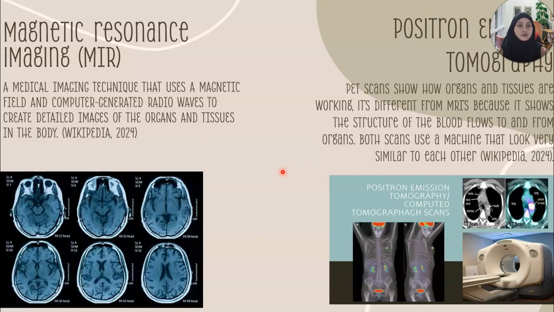Positron emission tomographies, or PET scans, show how organs and tissues are working. It's different from MRIs because it shows the structure of the blood flows to and from organs. Both scans can use machines that look very similar to each other, however they are not. PET scans show the functions of the organs, while MRIs show the obstructions and the shapes and the blood flows.